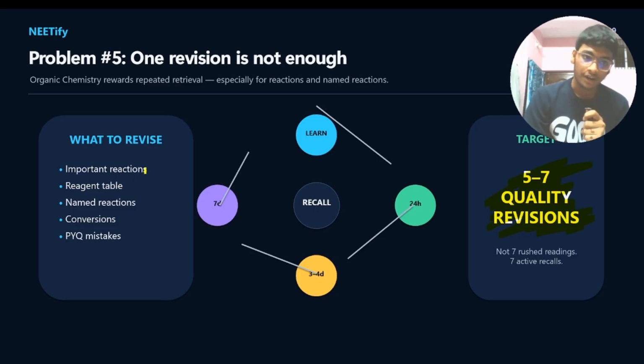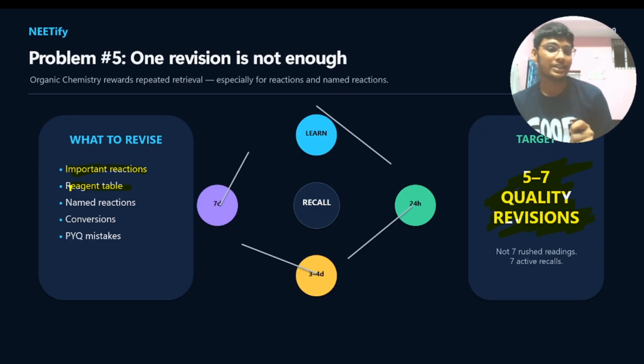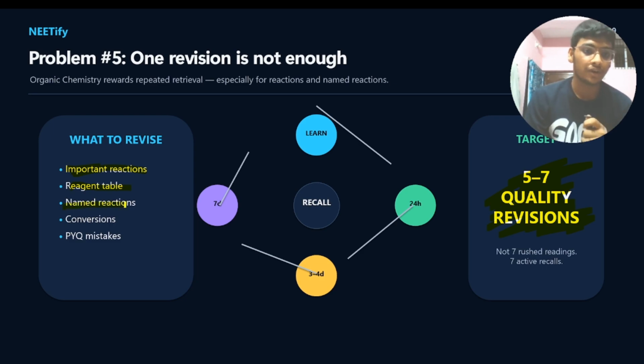So what to revise? Important reactions you should revise. I told you to make the reagent copy. That reagent table you should revise daily, and the named reactions you should revise daily, and also conversions from your textbook, and PYQs. The PYQ mistakes you made, you should revise and make a mistake copy. So learn, recall, that's all. Learn by reading, then do 7 active recalls. Make at least 5 to 7 revisions per month.